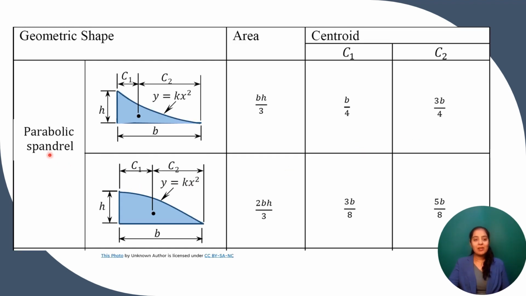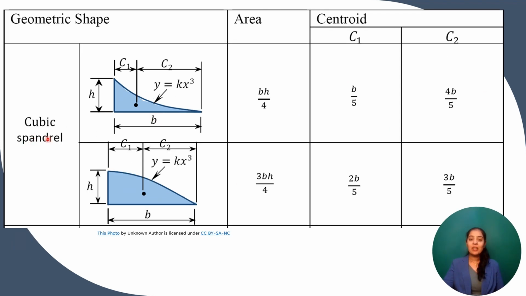Then there are some parabolic spandrel of base B, height h, and equation y is equal to kx square. Its area is bh by 3. C1 from the perpendicular side it is b by 4 and from other side it is 3b by 4. Okay, then this is another type.